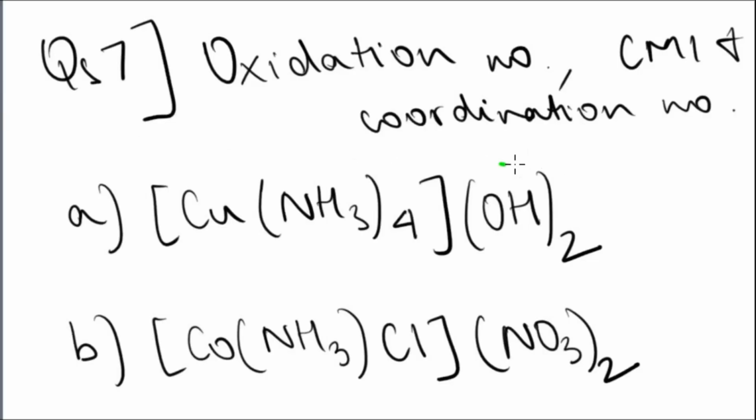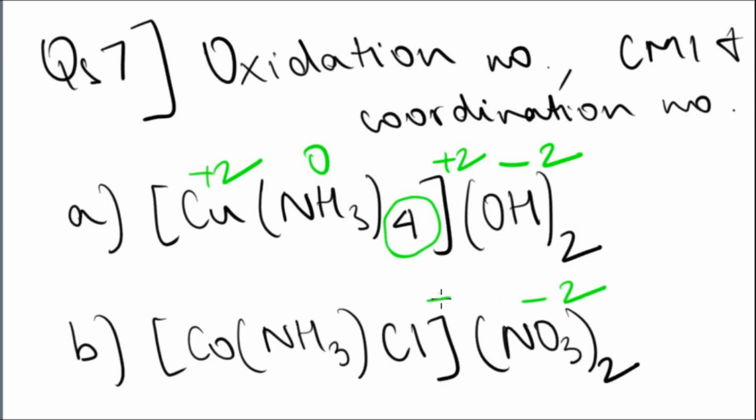Okay, so hydroxide is -1, 2 will be -2, then the complex ion becomes +2, we know ammonia is neutral, and then copper becomes +2. The coordination number is 4. For the second one, nitrate is -1 times 2, -2, the complex charge will be +2, we know chlorine is -1, ammonia is 0, so then cobalt will be +3, and the coordination number is 2.